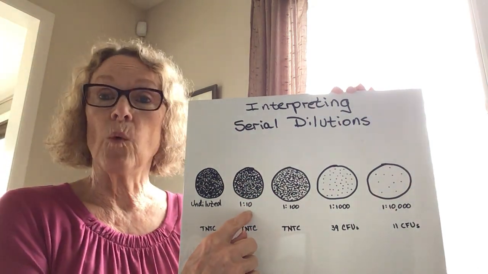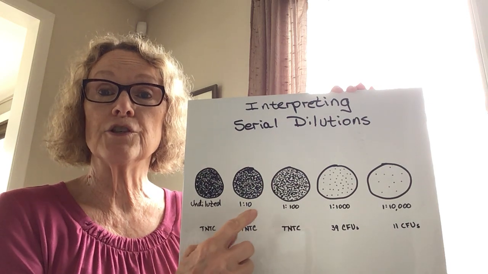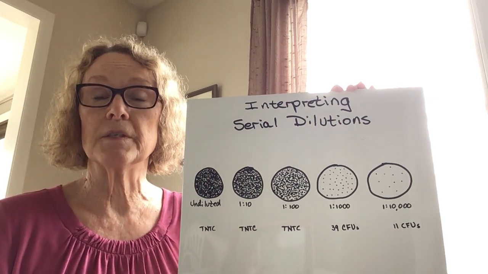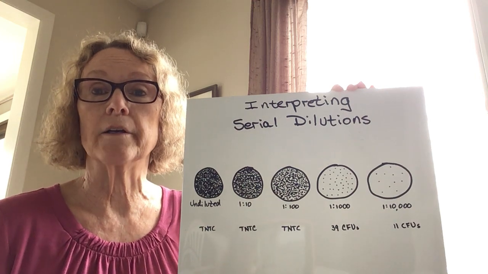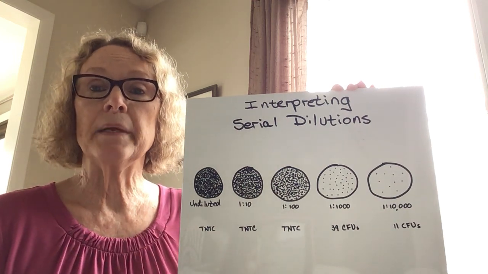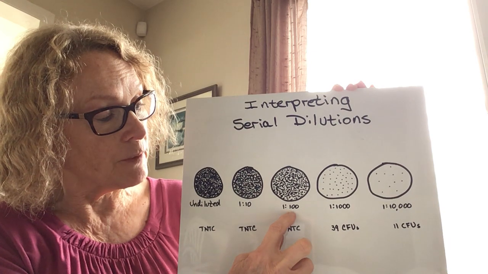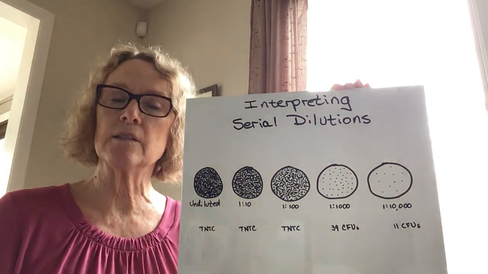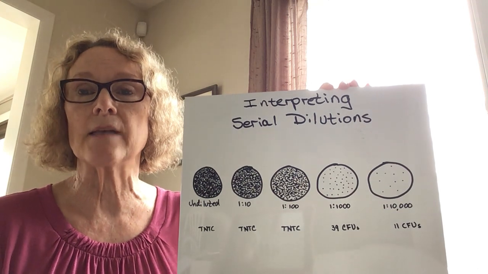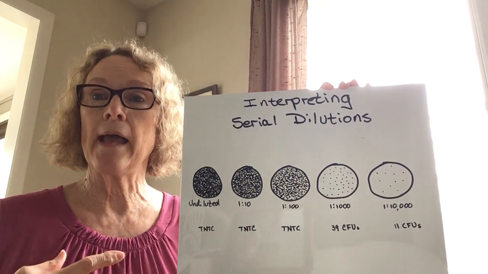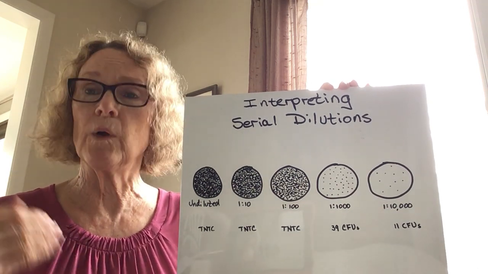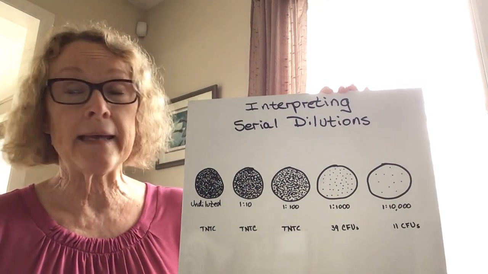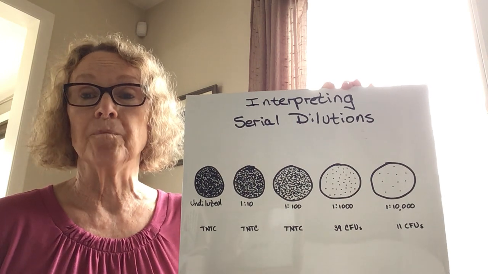Then we would have taken 1 milliliter of that solution and put it into the next 9 milliliters of sterile water, and that would have been another 1 to 10 dilution, bringing us to a 1 to 100 dilution, etc. So we talked about the serial dilution last time, and you know that we would have had a 1 to 10 dilution in the tube with 1 milliliter of the milk and 9 milliliters of water.